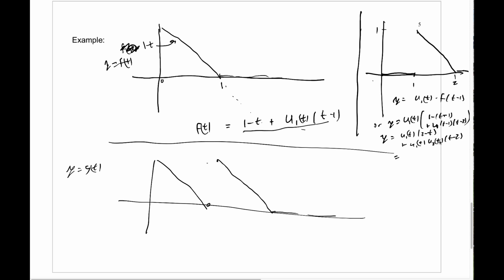Now u sub 1 times u sub 2 is just exactly the same as u sub 2, because u sub 1 is 0 until 1, u sub 2 is 0 all the way until 2, and then after 2, this is exactly 1. So this is just u sub 1 of t times 2 minus t plus u sub 2 of t times t minus 2.